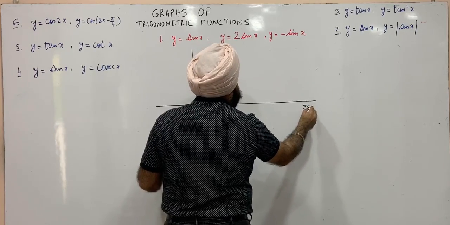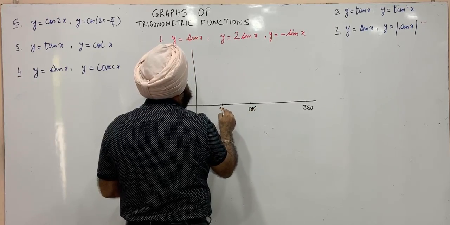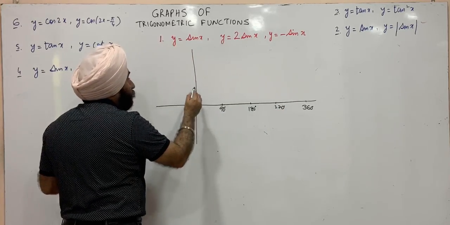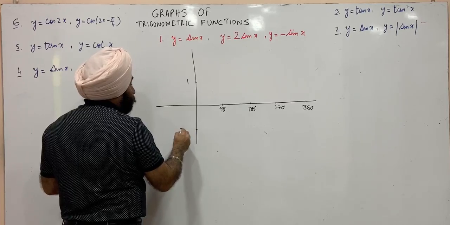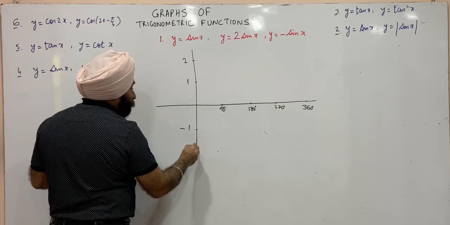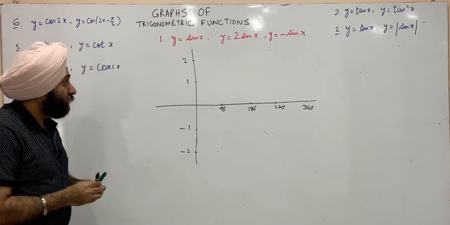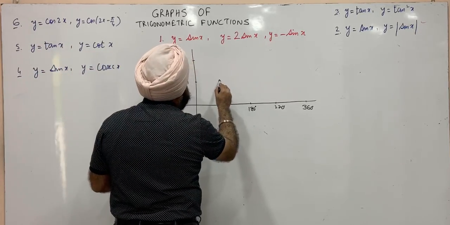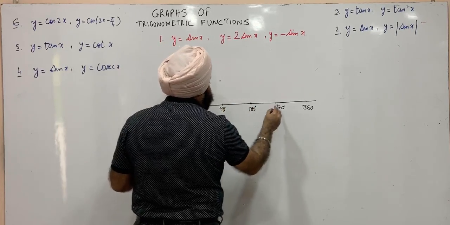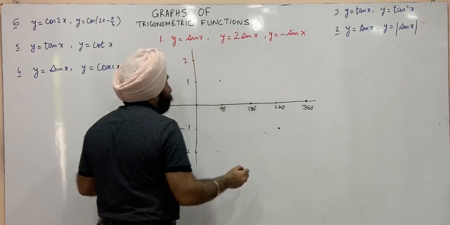This is 360 degrees, half of this is 180 degrees, this is the 90 degrees point, this is 270 degrees. This value is 1, this is minus 1. Let's mark 2 also. This is minus 2. So first of all, the graph of y is equal to sine of x. Sine of 90 is 1, sine of 180 is 0, sine of 0 is 0, sine 270 is minus 1, and sine of 360 is 0.